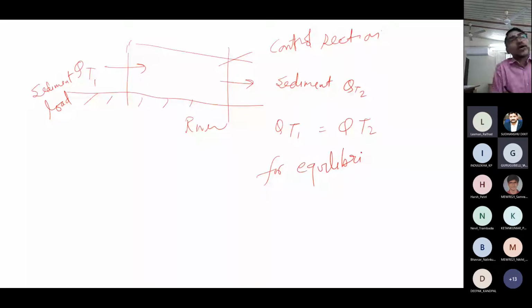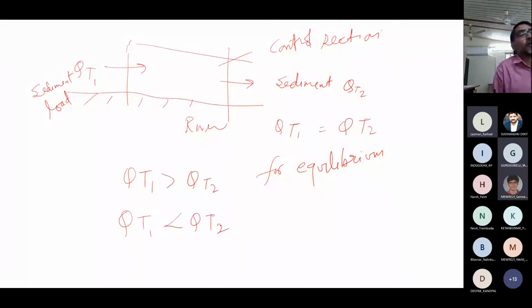Now if this condition is disturbed, what will happen? You will tell. What will happen? Silting and scouring. Silting and scouring, right? In which case would silting be there? Sir, greater than is silting and less than is scouring.